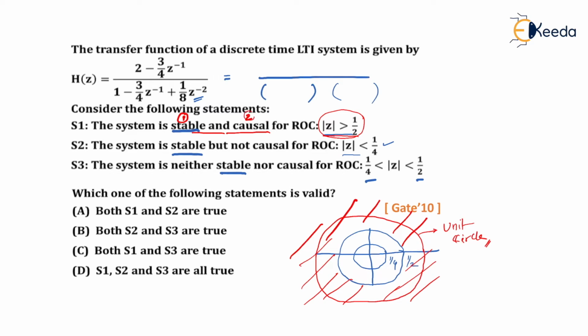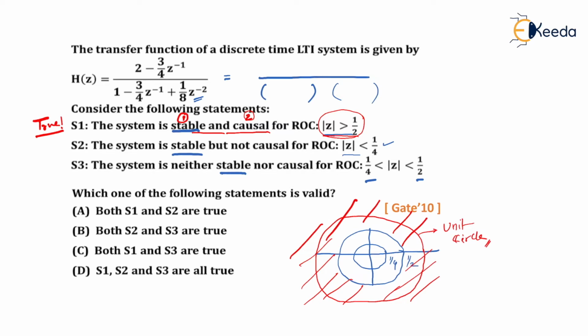And secondly, I'm claiming that it is causal also because ROC is outside the outermost circle, because that's the whole condition for causality. Am I right? So I would declare that statement number 1 is 100% true. There is no doubt about it.